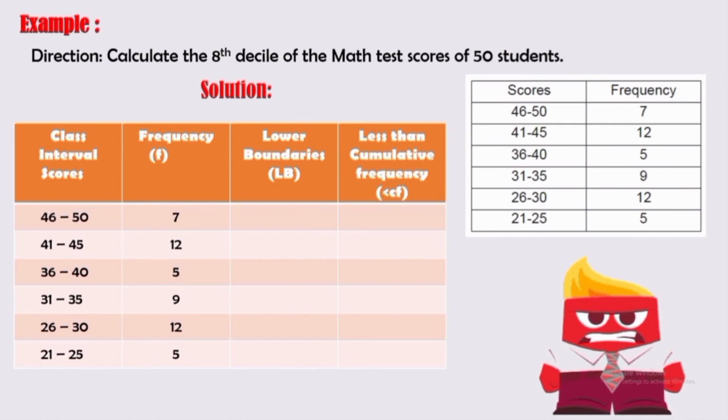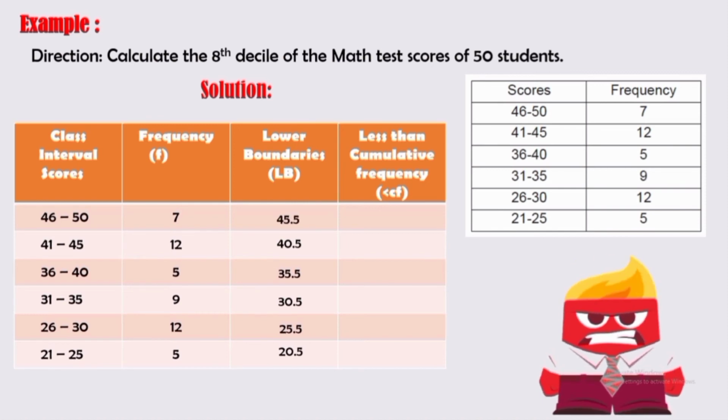The lower boundary is 20.5, that is for 21, 25.5 for 26, 30.5 for 31, 35.5 for 36, 40.5 for 41, and 45.5 for 46. Our frequency is 5. Adding the next frequency, we have 17, plus 9, 26, plus 5, 31, plus 12, 43, and plus 7, 50.